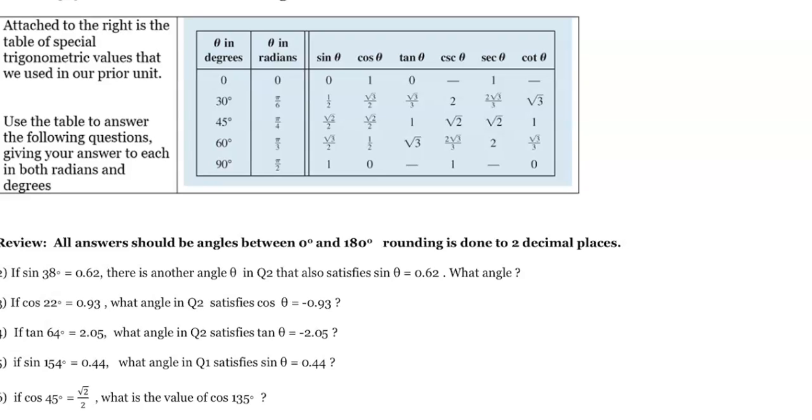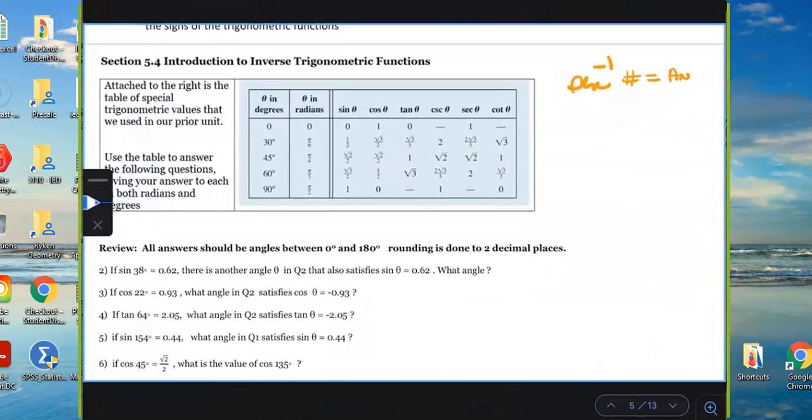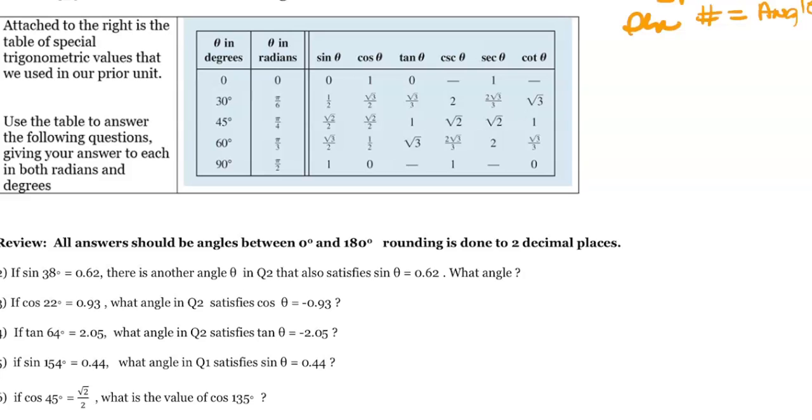So inverse trig, in terms of what it is on your calculator, it's what you do. You take the sine to the -1, that's your inverse trig, of some number, and it is going to equal an angle. So that's the essence of what we're going to be doing, and I'll talk about that a little bit more.